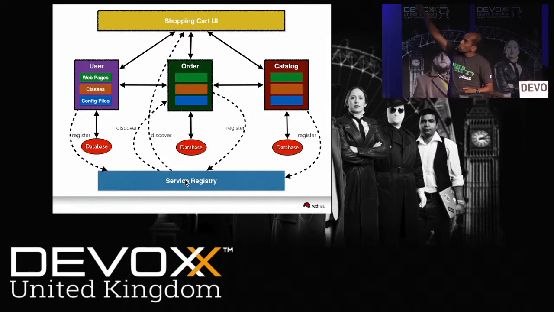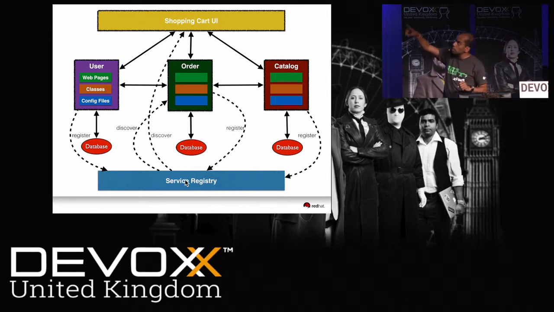Now, there is a shopping cart UI at the top. That is where all the services are composed together. That UI basically discovers all the services from the service registry. It says, oh, you know what? I know there is a user, order, and catalog service. I'm going to pull those services together. I'm going to do the get, put, post, delete, whatever needs to be done. So it's purely talking to those microservices.